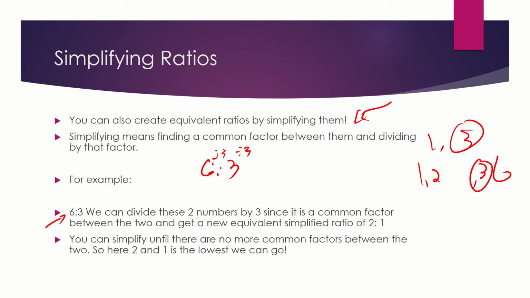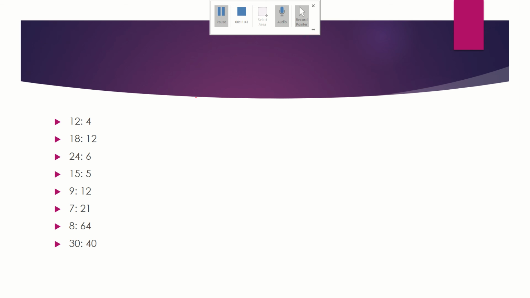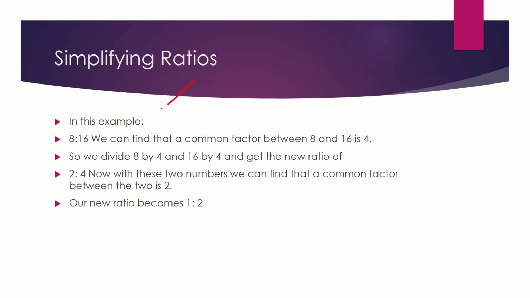So here, it is a common factor between the two, and we get a new equivalent simplified ratio of 2 to 1. You can simplify until there are no more common factors between the two. So here, 2 and 1 is the lowest we can go. If we took 1, we have 1 as the factor, for 1 and 2, we have 1. So we cannot go any smaller.